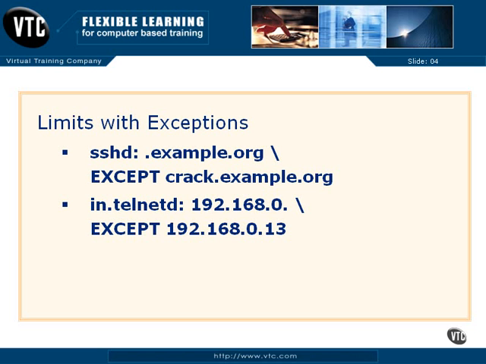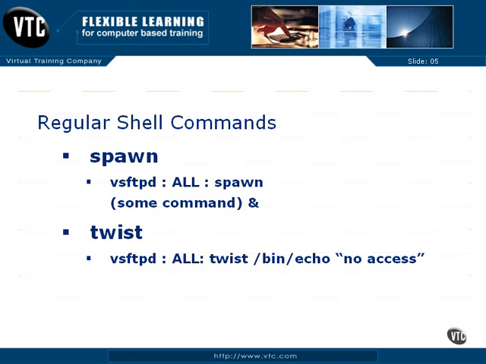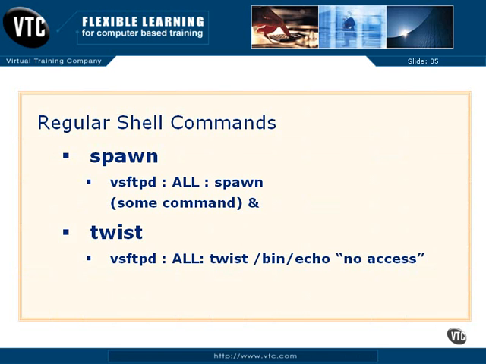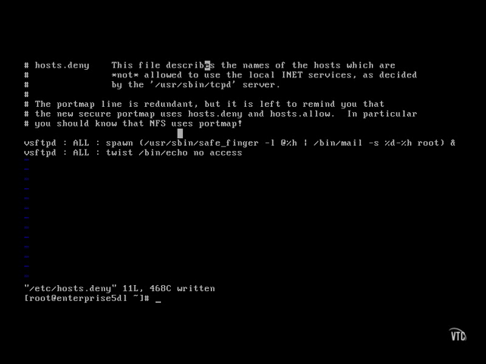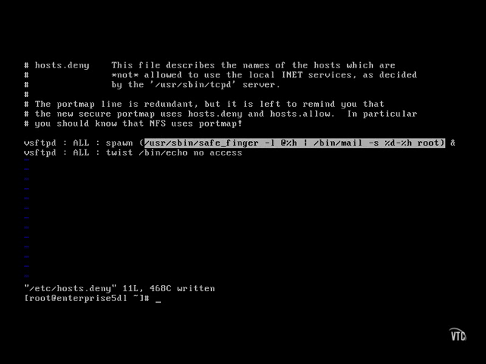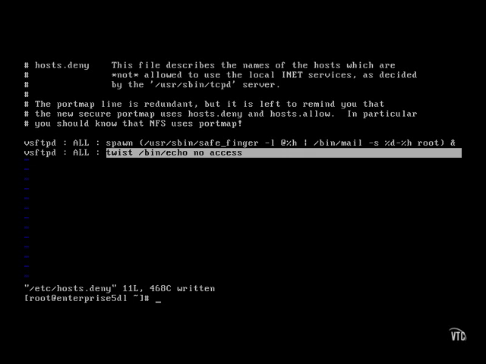Directives in hosts.deny are often used with a command rule set. And there are two basic options in this area: spawn and twist. For example, in this particular hosts.deny, any attempted access to the vsftpd server, the very secure FTP daemon, spawns a shell command which mails notification to the root account. It also sends a message to the user who attempts access to your vsftpd server that no access is allowed.